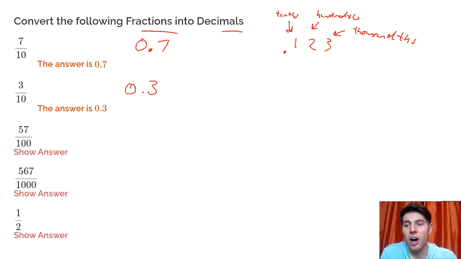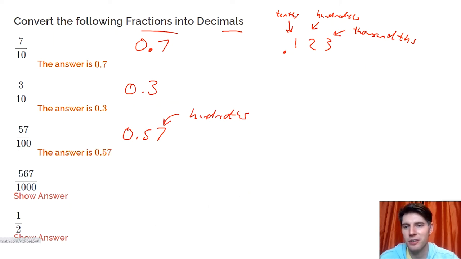Now 57 hundredths. This one says we want a 57 in the hundredths place. Basically, the last number of the 57 needs to be in the hundredths place. So this would be 0.57. Since this is the hundredths place, we call this 57 hundredths, which is also what we call this fraction, 57 hundredths.